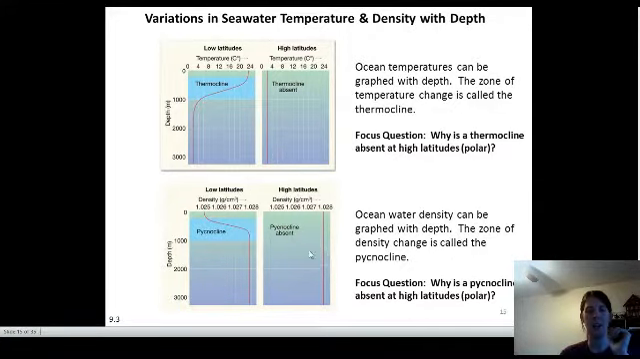And then, why is a pycnocline absent at high latitudes? Okay, so it's related to the lack of thermocline. This is because our water is not changing in temperature, so our density isn't changing because it's already colder, so that matter is already compressed into a space. So if you don't have a temperature-driven change in volume, you're not going to have any sort of change in density.